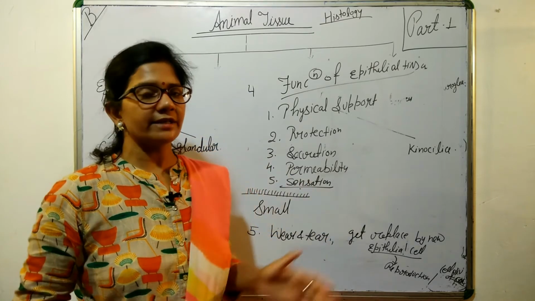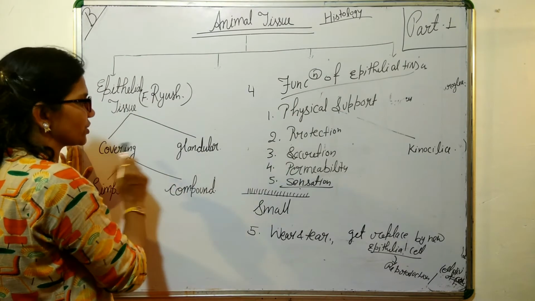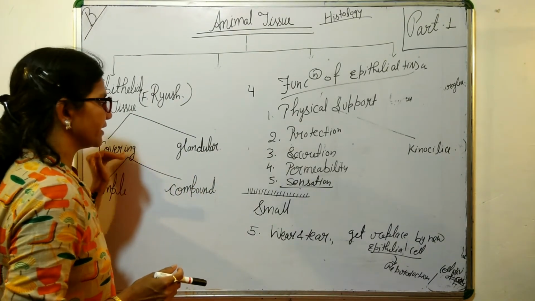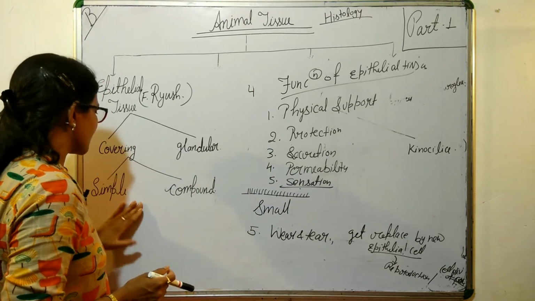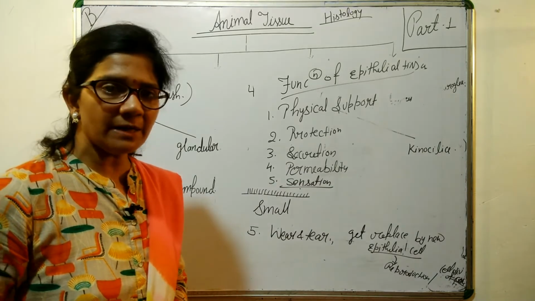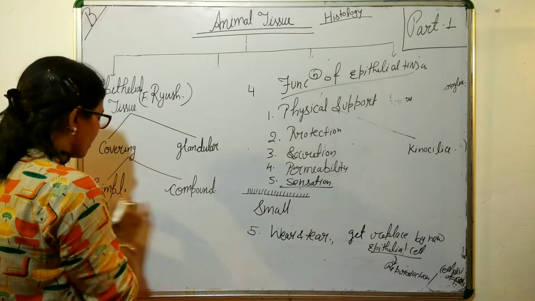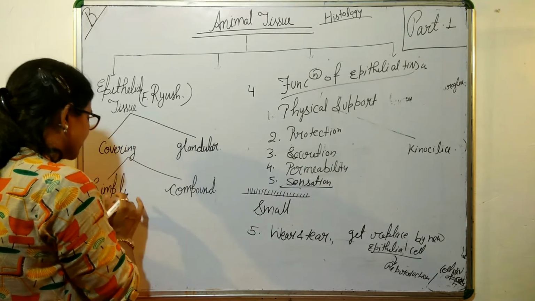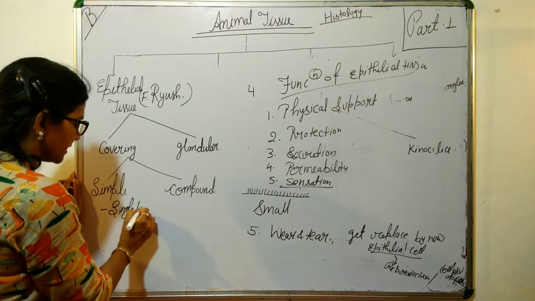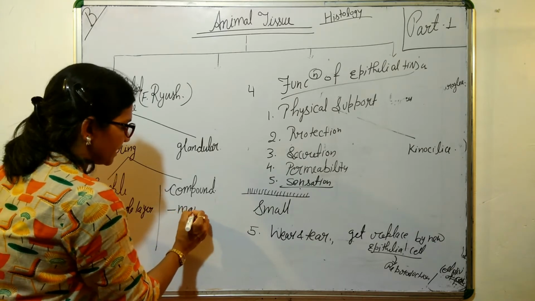Now let's see different types of epithelial tissue. As we have seen, on the basis of their location and main function, epithelial tissue is of two types, covering and glandular. Today we will see the covering tissues. Covering tissue can be of two types, simple and compound. What is the basis of this simple and compound? In case of the simple, it is only of a single layer. But the compound is of many layers.